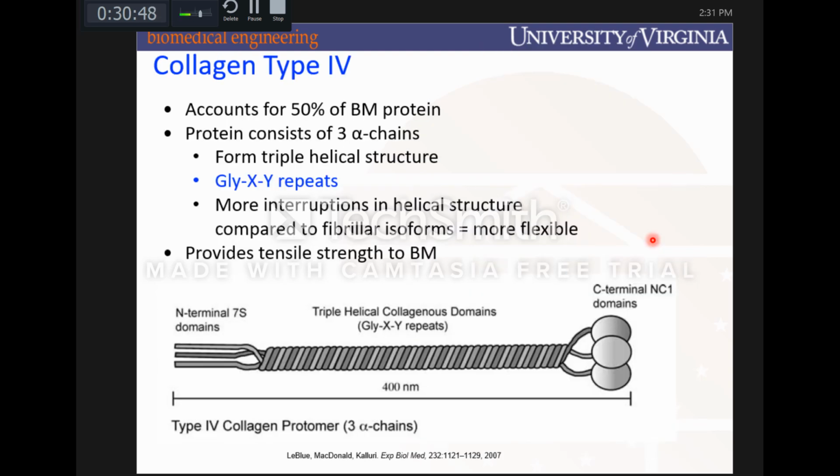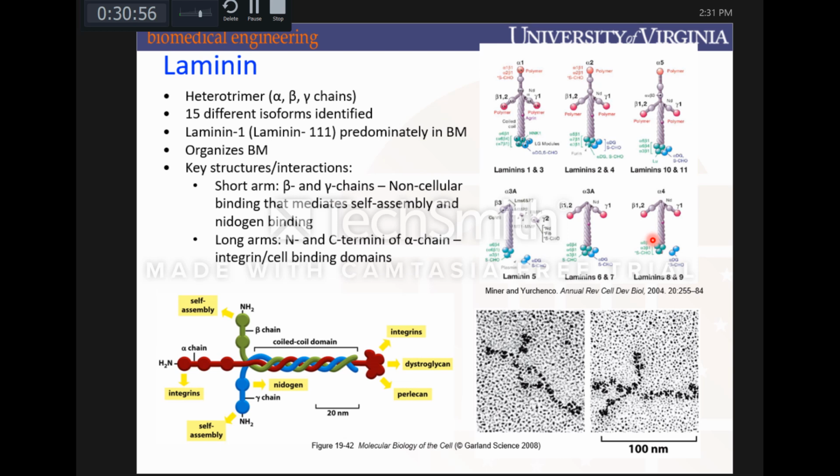So the next one we're going to talk about is collagen type 4. Laminin's about 50% of basement membrane by mass. Question? What did you say the function of the long arms were? So long arms facilitate integrin or cell binding. Integrin is a protein that we're going to talk about in a little bit that's on the surface of your cells that allows your cells to bind to extracellular matrix components.